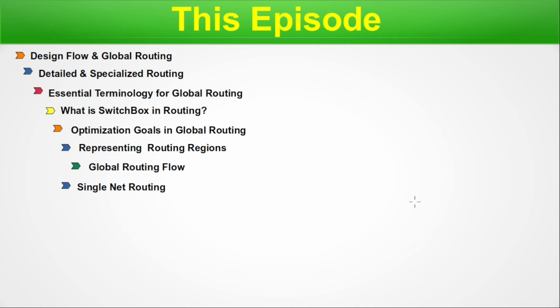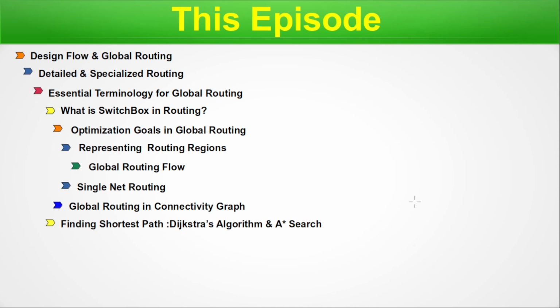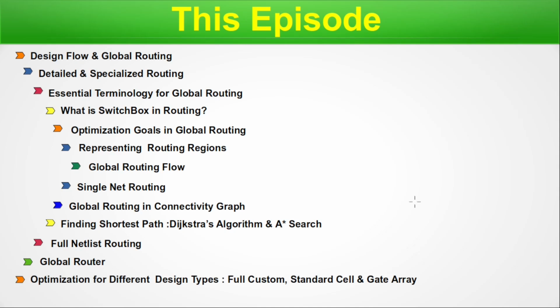And next, single net routing, global routing in connectivity graph, and finding shortest path. There are 2 algorithms discussed here, Dijkstra's algorithm and A-star search. Next, full netlist routing, global router. This is not about any specific router. This is a generalized idea about a global router, how it works, what the main components or methodologies used are. And finally, optimization for different design types: full custom, standard cell and gate array. So these are the pointers we will discuss in today's episode.